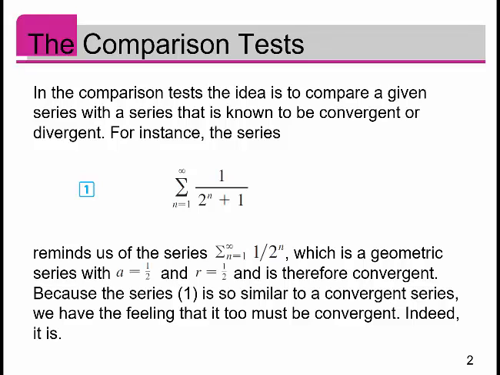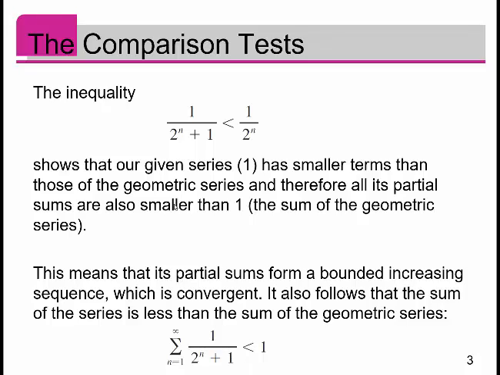The summation n equals 1 to infinity of 1 divided by 2 to the n plus 1. This reminds us of the series, the summation n equals 1 to infinity of 1 over 2 to the n, which we know is a geometric series with a equal to 1/2 and r equal to 1/2, and is therefore convergent. Because the series we have up here is similar to a convergent series, we have a feeling that it too must be convergent. So indeed it is. We can look at this inequality right here.